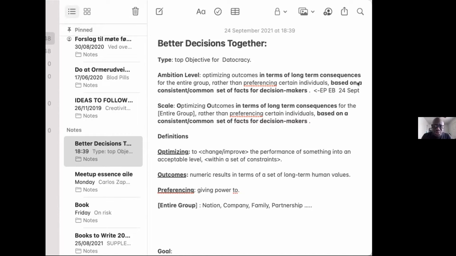Okay. Preferencing: not power, but priority. Not power, priority. Okay, good.